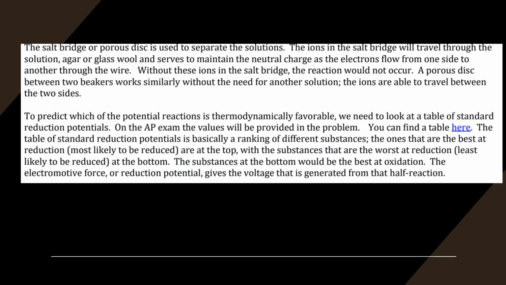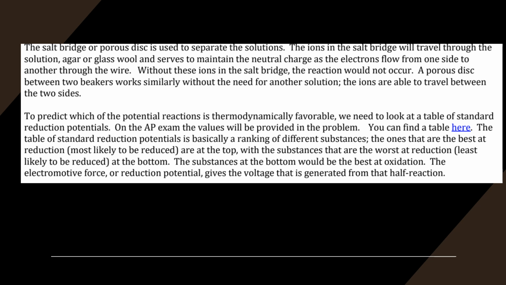The salt bridge is used to separate the solutions. The ions in the salt bridge will travel through the solution and serve to maintain a neutral charge as electrons flow from one side to the other. Without these ions in the salt bridge, there would be nothing going on. A porous disc between the beakers works similarly, but we'll just focus on the salt bridge.